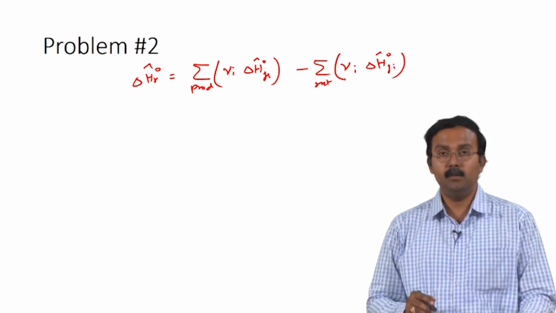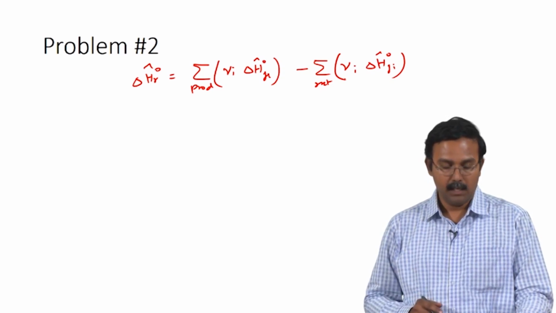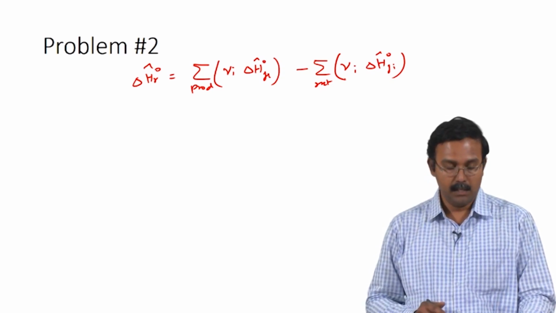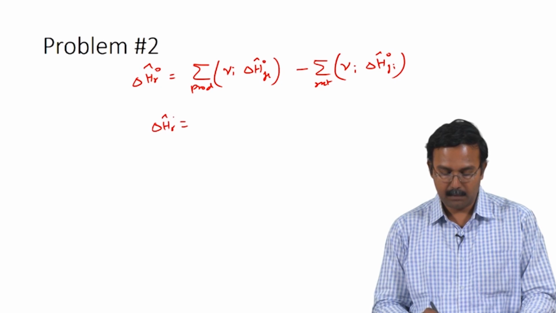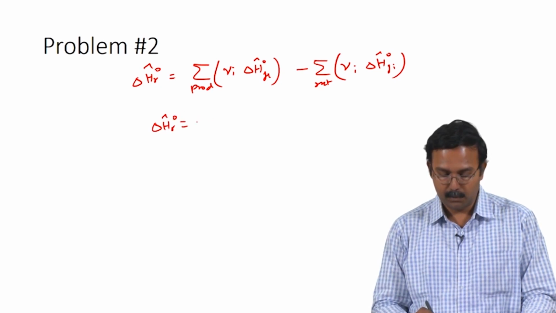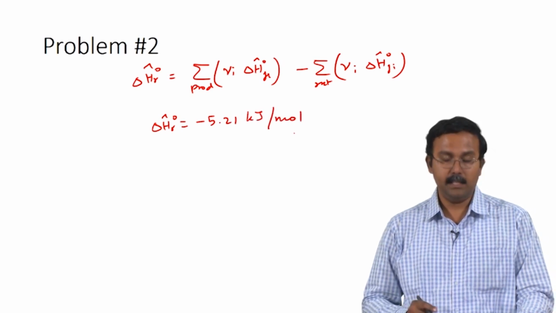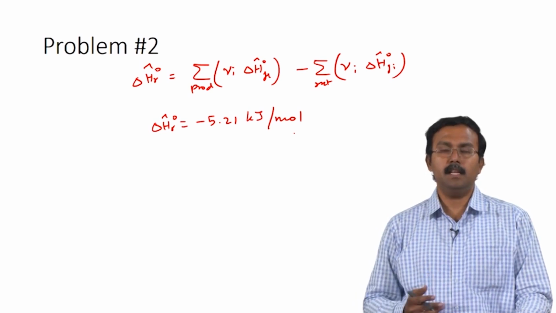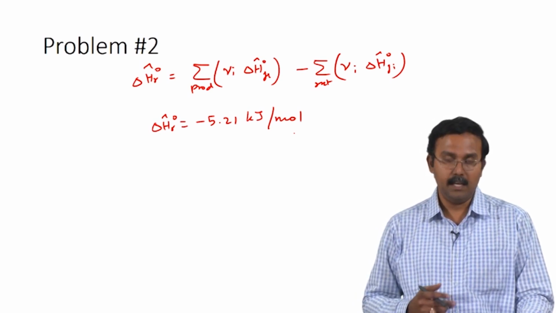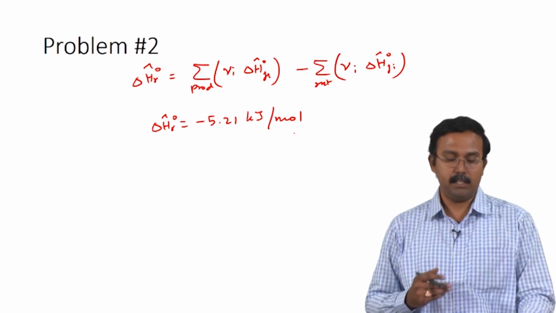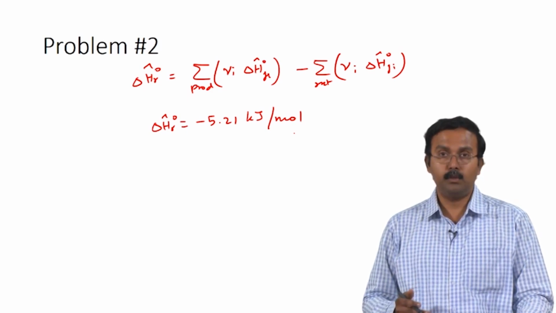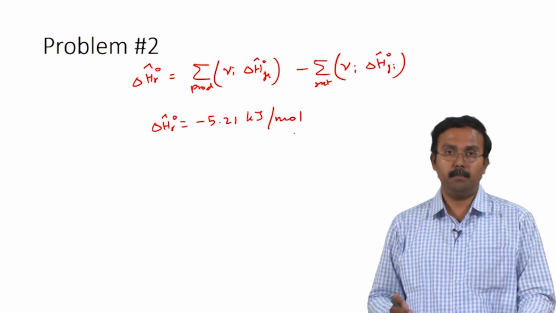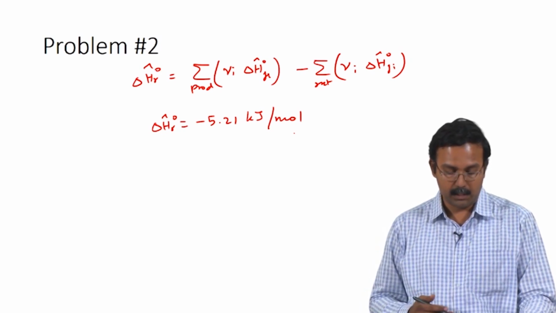You can get the values for the standard heat of formation from the tables, and using those values and whatever data has been given, delta HR standard would be equal to minus 5.21 kilojoules per mole. As you can see, it is significantly different from the heat of reaction at 600 degrees Celsius. At 600 degrees Celsius, the heat of reaction was minus 3.453 kilojoules per mole, whereas here it is minus 5.21 kilojoules per mole, almost a difference of 50% compared to the 600 degrees Celsius.